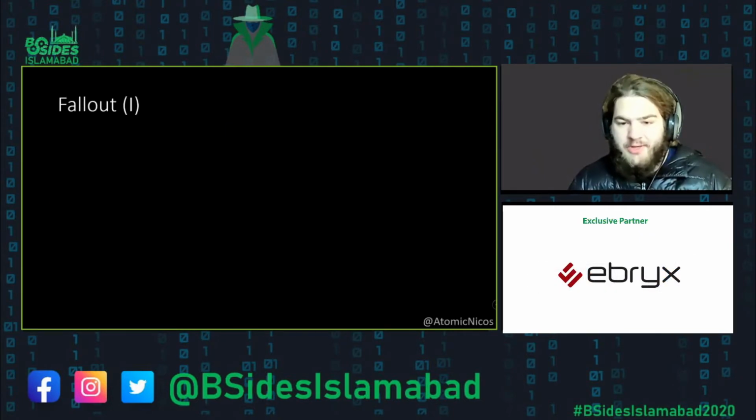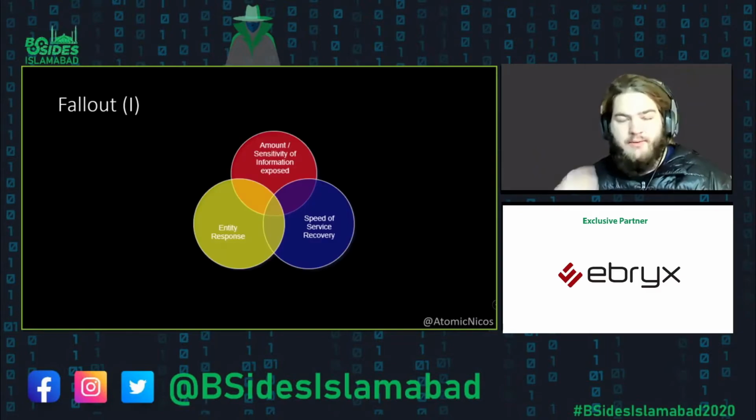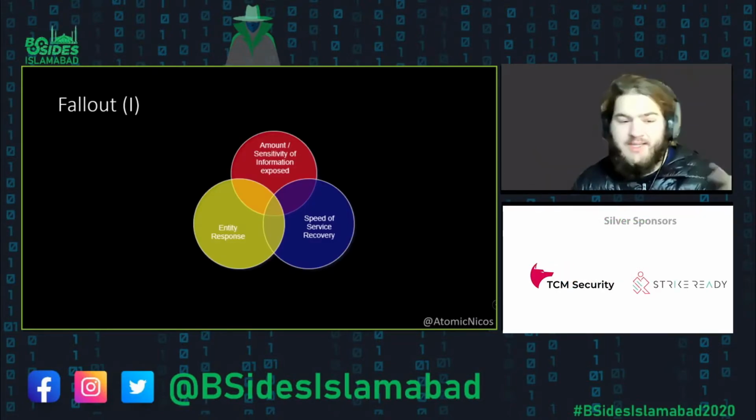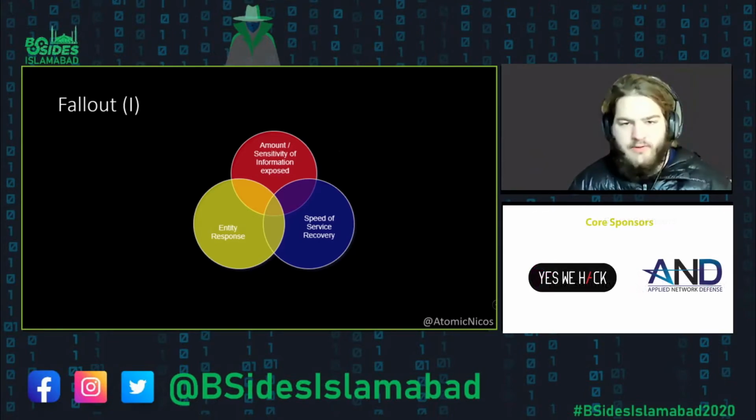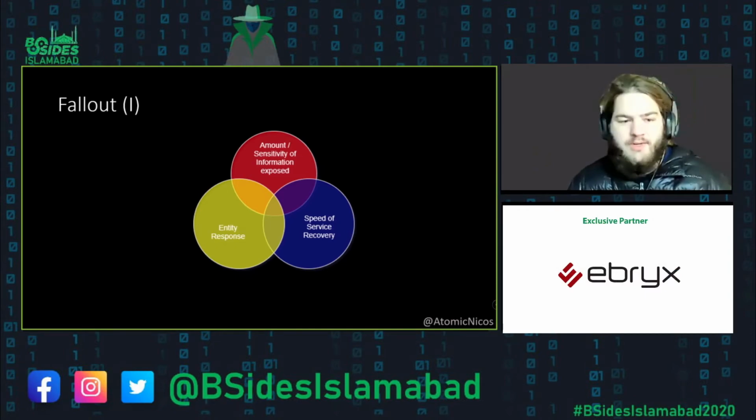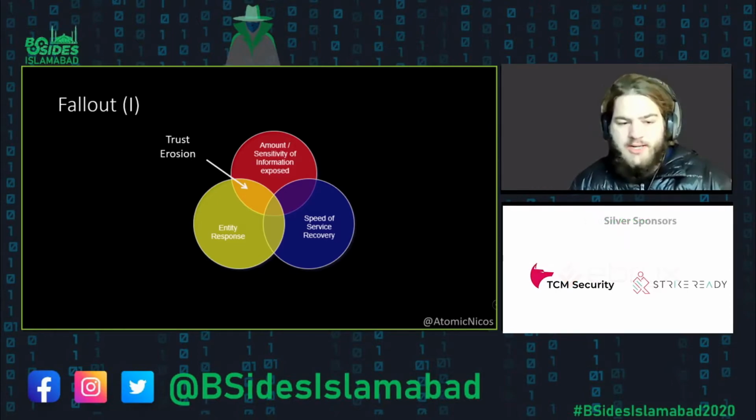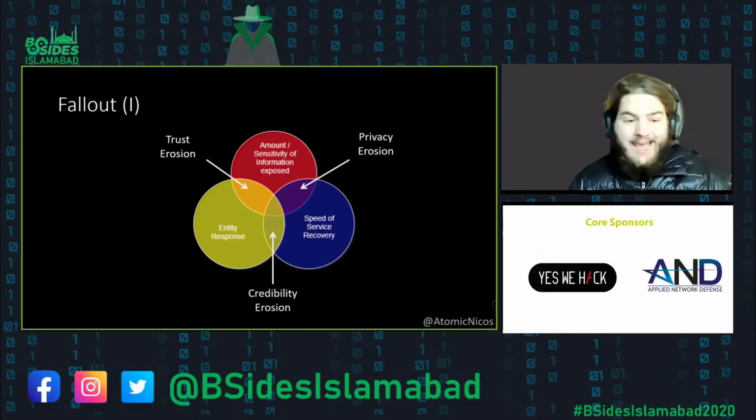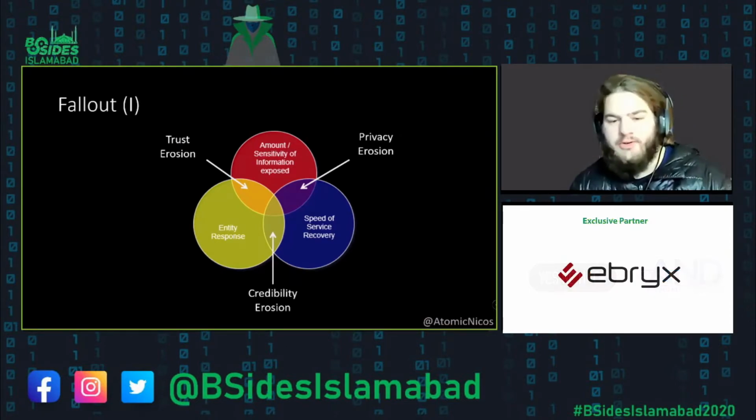In terms of fallout, well, you can quantify fallout through multiple metrics. For example, the amount and sensitivity of the information that was exposed, how the controlling entity responded, so that would be the company that owns the service, for example, and how fast the service recovers. If too much information was exposed and the entity doesn't respond correctly, you erode the trust in the service. If you have information that's too sensitive and your service recovers slowly, well, your feeling of privacy might be eroded. And if your service recovers slowly and your entity responds horribly, it also erodes the credibility of the service.